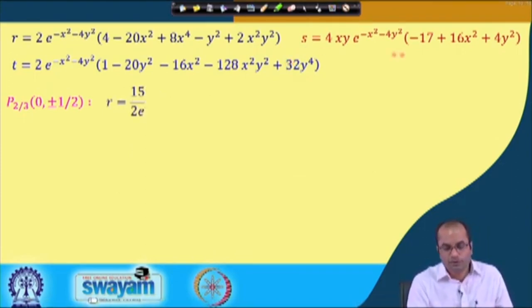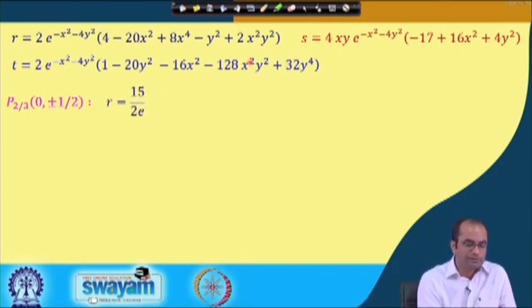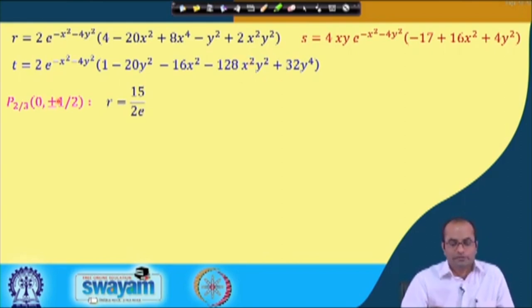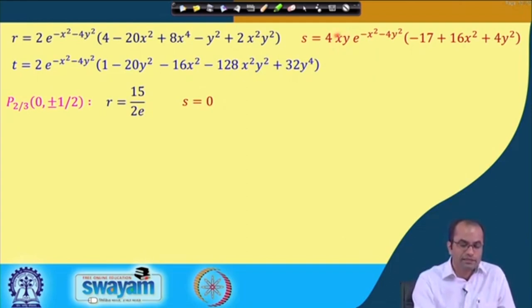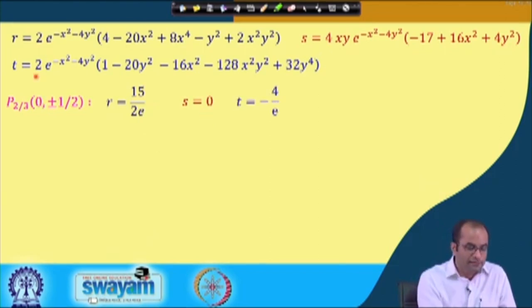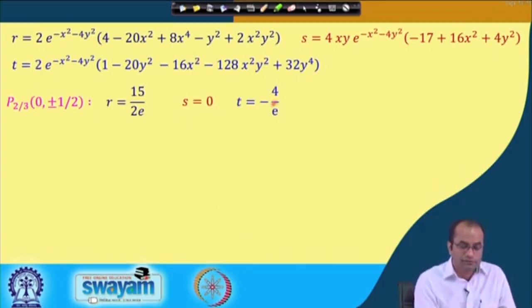Similarly, we can compute now this s and also t just by substituting this 0 and plus minus half. So, when we substitute in this s, since there is a term x and y here in the product, when x is 0, the whole term will become 0. So, the s is straightforward 0. And the t again, we need to substitute this y square here, and these two terms have x, so they will vanish. And here we have this y 4. So, these terms, when we solve this, we will get this minus 4 over e.